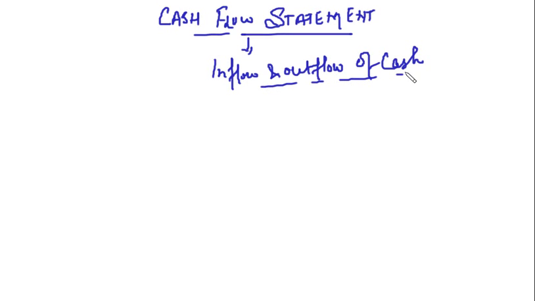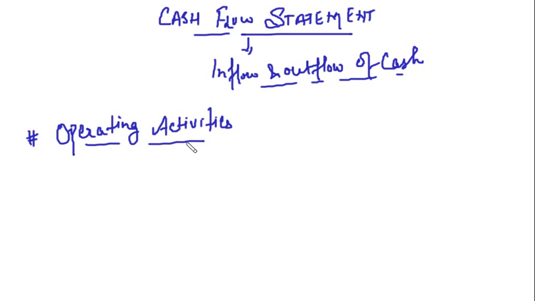And in the last lecture we started with cash flow from operating activities. What are the three activities for which we prepare the cash flow statement? Operating activities, investing and financing. In the last lecture we started with operating activities.